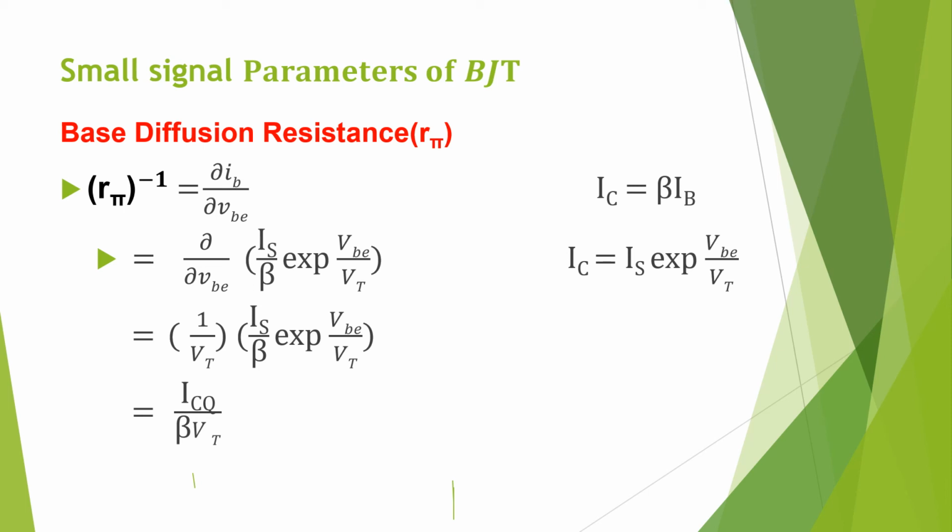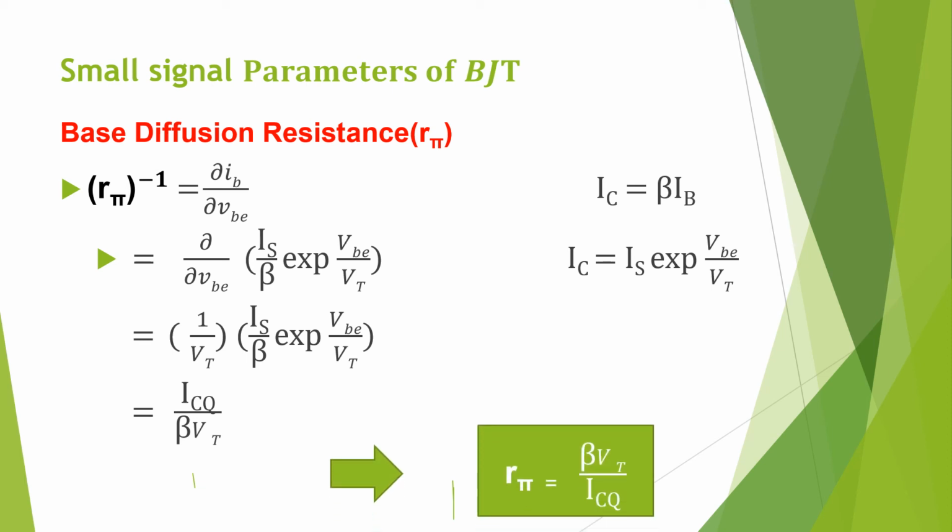If I differentiate this whole expression with respect to VBE, I will get 1 by VT into IS by beta times exponential of VBE by VT. As we know, IS by beta times exponential of VBE by VT is nothing but ICQ by beta. So R pi is nothing but beta into VT by ICQ. ICQ is the collector current at the Q point, that is, the quiescent point. This equation is very important. You have to remember this: R pi equals beta times the voltage by current.